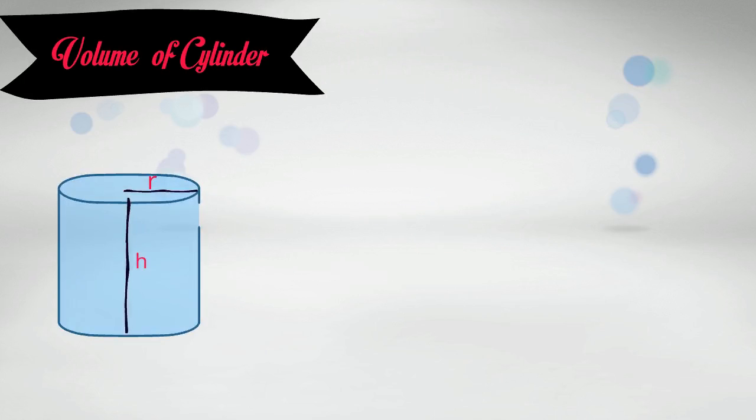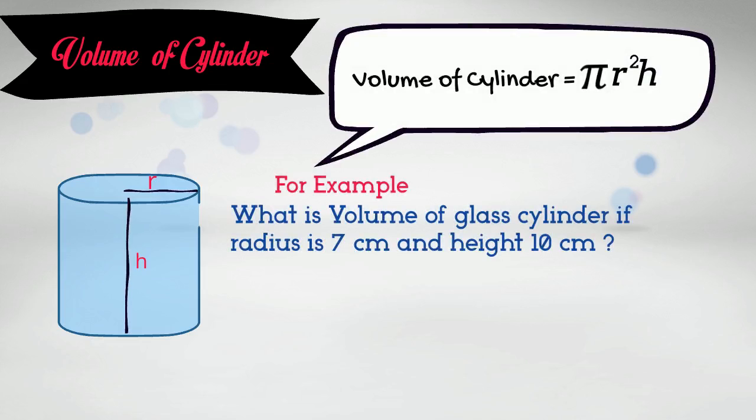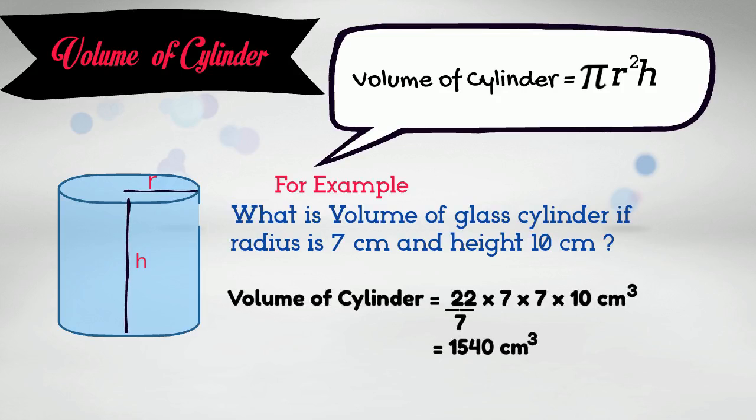Next comes the volume of cylinder. Volume of cylinder is measured as pi r square h. The value for pi is 22 by 7. For example, what is the volume of a glass cylinder if the radius is 7 centimeter and height is 10 centimeter? So the volume of cylinder is pi r square h. As we put the values in, our answer comes to 1540 centimeter cube.